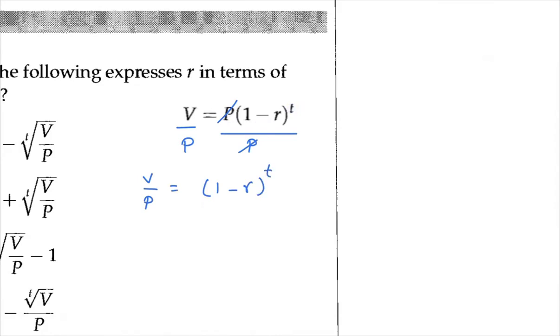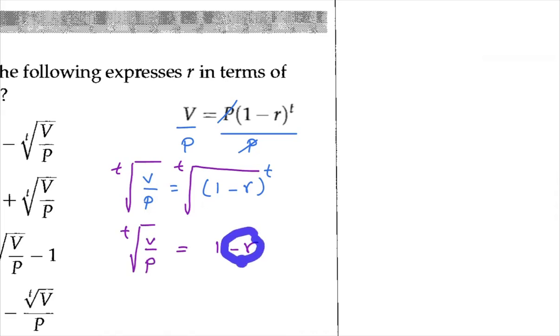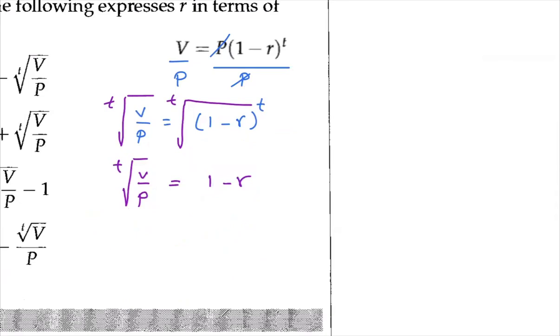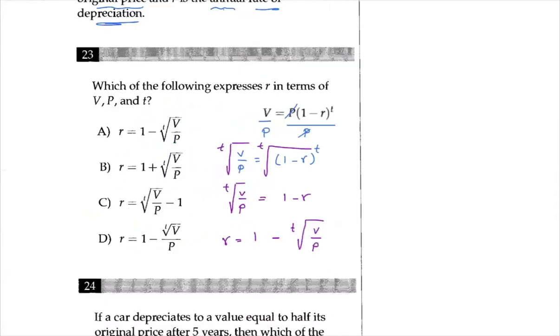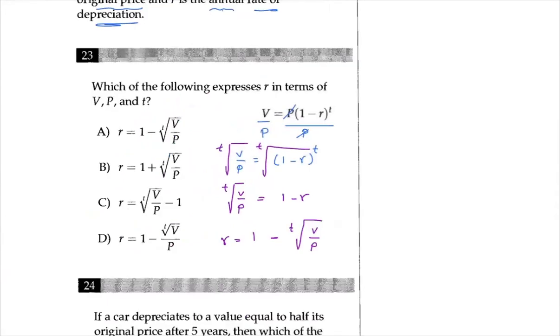How can we cancel the power? As we said before, if you want to cancel the power, take the root with the same power. Which root, the square root, the cubic root? We will take the T root. So T will be canceled, and you will get that 1 minus R equals the T root of V over P. We need again to isolate R, so shift minus R to this side, it will be positive R, and shift this radical to the other side, it will be negative T root of V over P. What is the answer here? The answer is A.